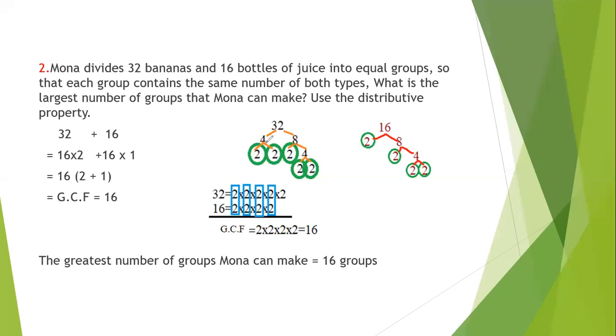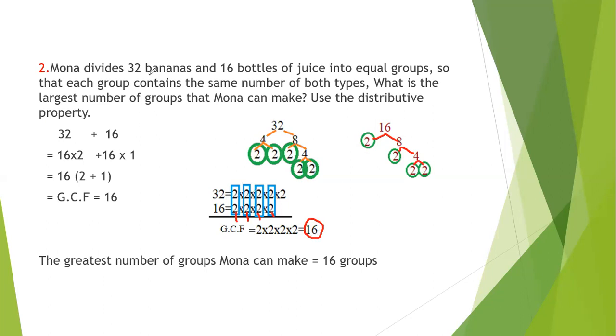32, 4 times 8, 4, 2 times 2, 8, 2 times 4. Let's get the factors of 4, 2 times 2. So I can get 32 by multiply 2 times 2 times 2 times 2 times 2. 16, 2 times 8, 8, 2 times 4, 4, 2 times 2. I can get it by multiply 2 times 2 times 2 times 2. Let's put the numbers on each other. 32 has 5 twos and 16 has 4 twos. So the GCF is 2 times 2 times 2 times 2, 16. So this is the number of groups.